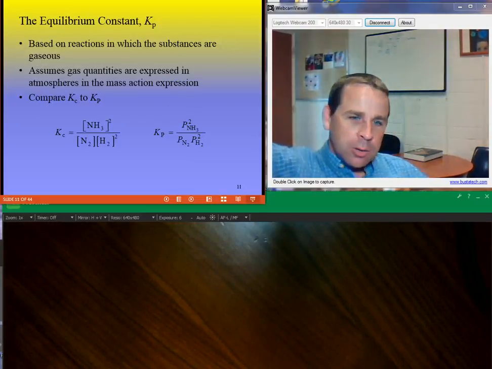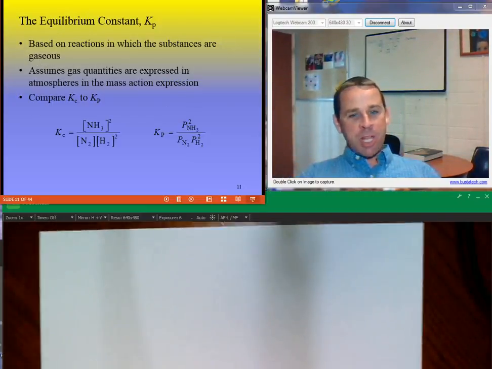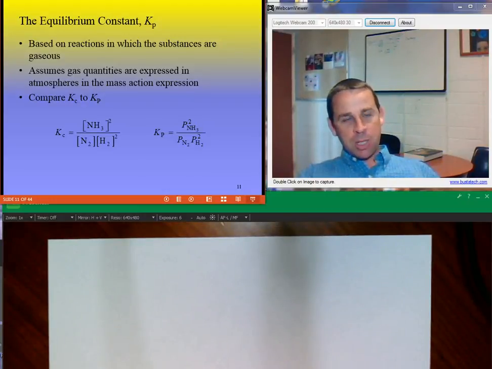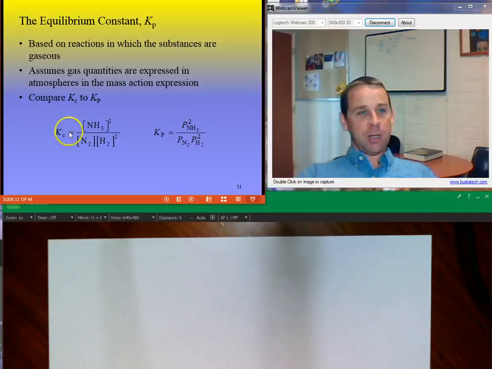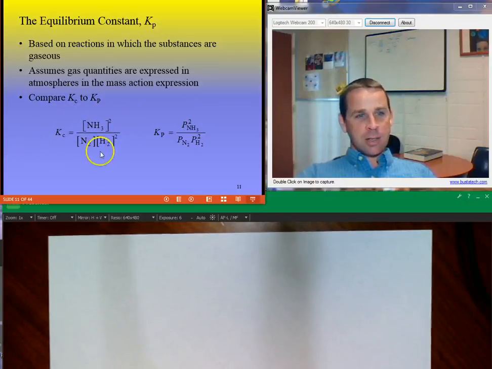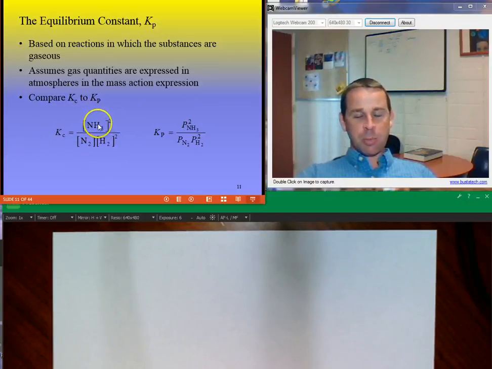All right. Now, as I mentioned, equilibrium concentrations can be expressed in terms of pressure as well. So if I'm just talking about a reaction that is just gases, and this is my equilibrium expression for that previous reaction.